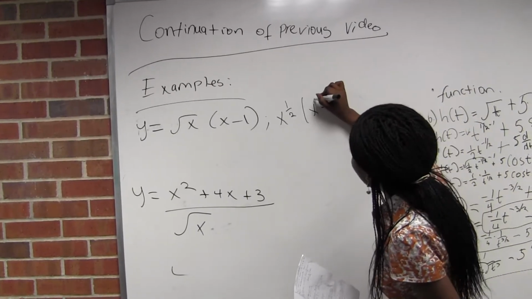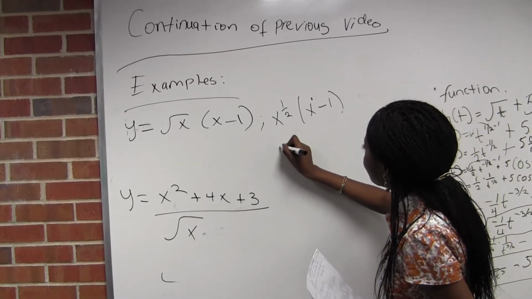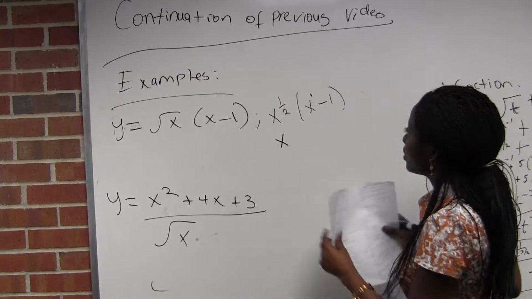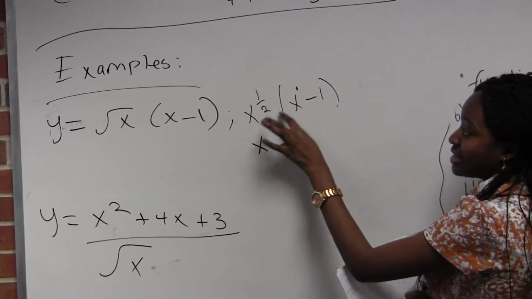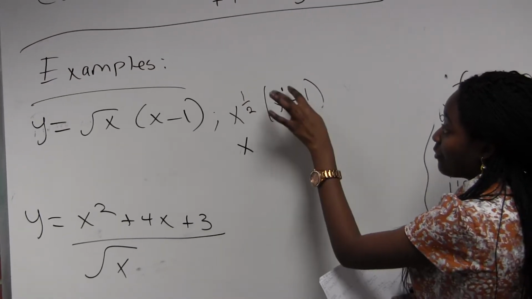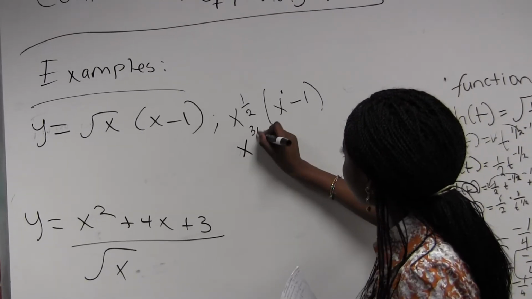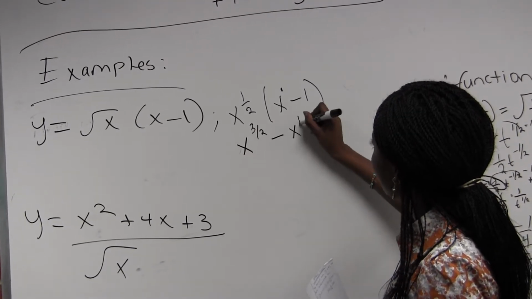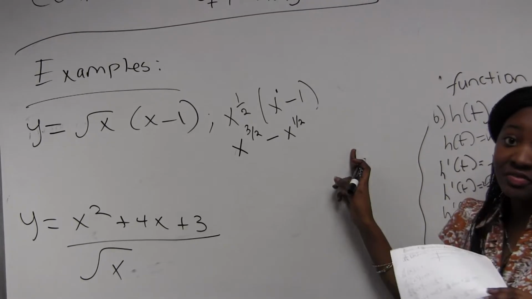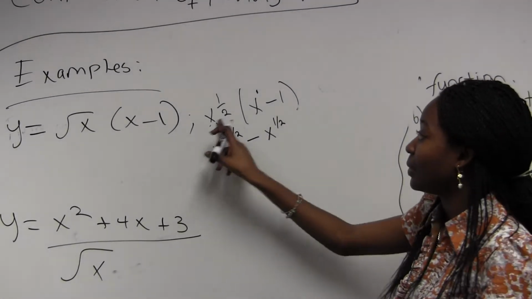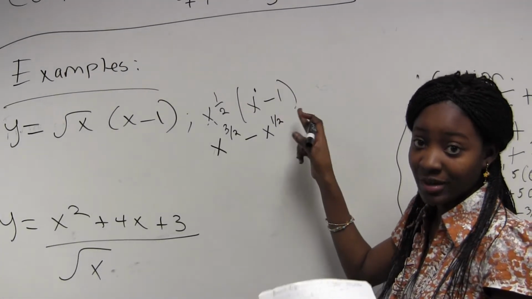So now I'm going to distribute x to the 1/2 into the bracket. So here I have an imaginary 1, right? So this is going to give me x. I'm going to have to add my exponents since I'm multiplying. So I have 1/2 plus 1, which gives me 3/2. And then I have x to the power of 1/2. I haven't found the derivative yet. All I did was multiply, just to simplify the bracket.